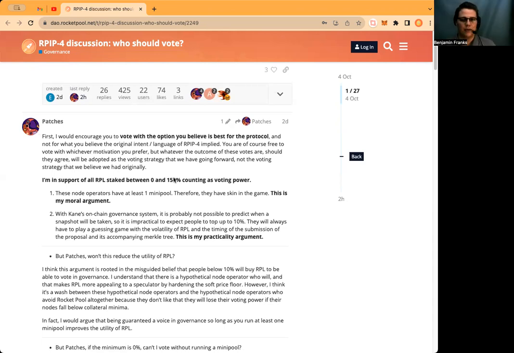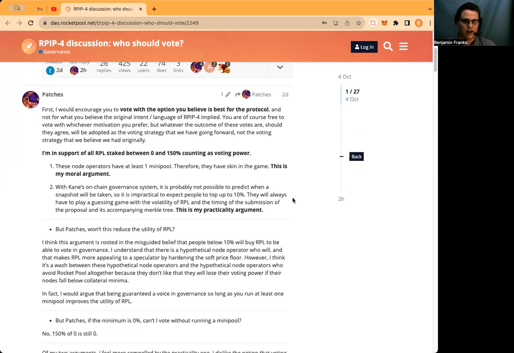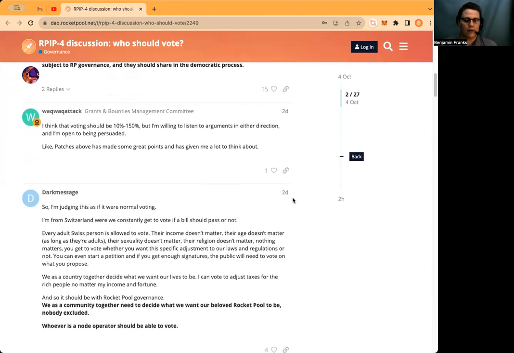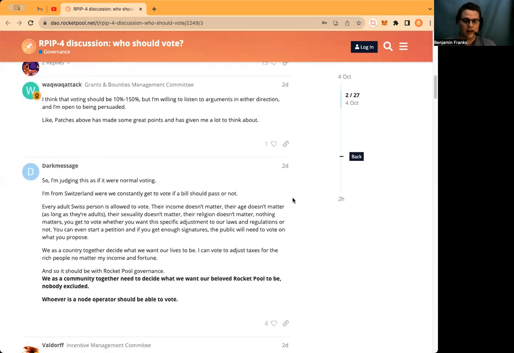Yeah, and so we have these two different ideas because essentially in RPIP4 there was an idea of effective staked RPL, and that was just the cutoff for how much you should have to be able to vote, to be able to be a node operator, stuff like that. There's a couple problems with how the functions were set up, and it caused a bit of confusion. So now these votes are to fully enshrine if we want 0 to 150% staked RPL to be able to vote, or if we want people to have at least 10% RPL staked to be able to vote.